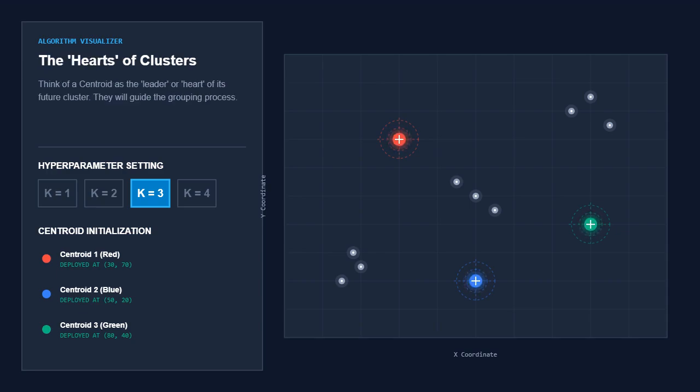You can think of a centroid as the heart or the leader of a cluster. In this first step, these 3 centroids are placed completely at random. They don't know anything about the data yet. They are just dropped onto the board like darts on a dartboard. One might land near the top, one near the middle, and one far off to the side.